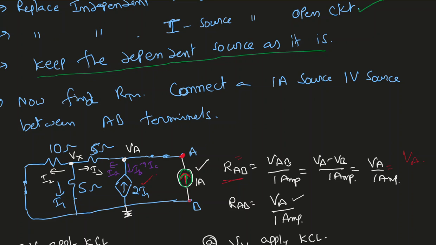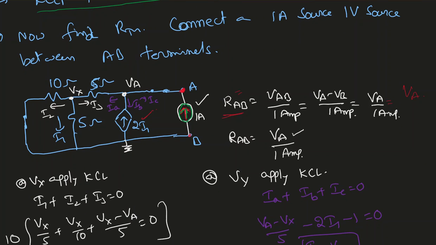So RAB equal to VAB over 1 ampere. VAB is VA minus VB over 1 ampere, which is VA over 1 ampere. So RAB equal to VA over 1 ampere. I'm going to repeat it again. To find out how much internal resistance this dependent source has, I'm going to connect a 1 ampere source and calculate VAB. VAB is the voltage between these two terminals.